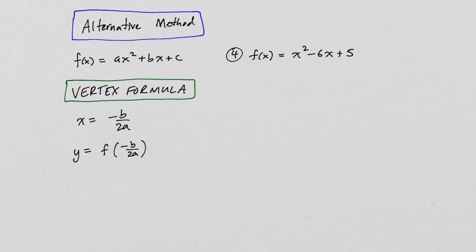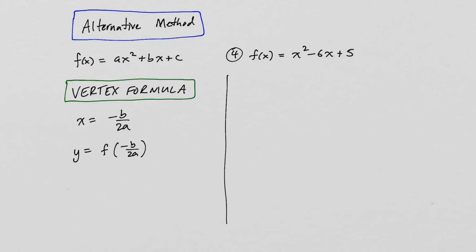So once again, if you have a quadratic function in this form, if you don't want to complete the square, and most students don't, you can use a formula to find the vertex. And so the vertex formula is x equals negative b divided by 2a, and then the y-coordinate you get by plugging the x-coordinate into the function. So as an example of this, let me just use the example that we just completed in example number 3.